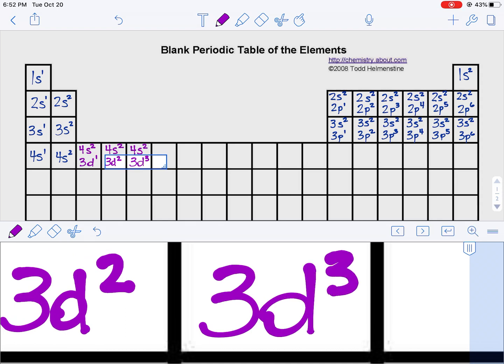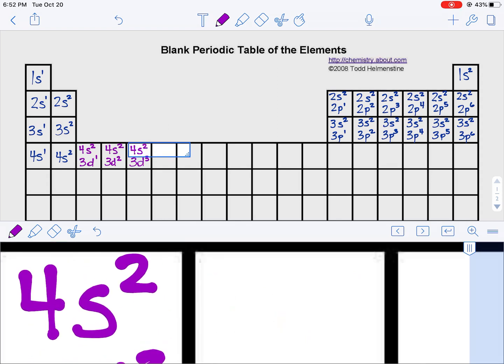The 23rd electron goes into the 3d3, but 4s2 really is the valence shell. The electrons in the 3d3 have more energy, but remember that they're in the third principal energy level. So it's not going to be our valence shell, despite the fact that they have more energy.